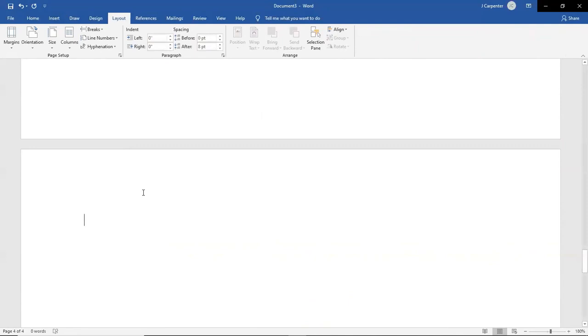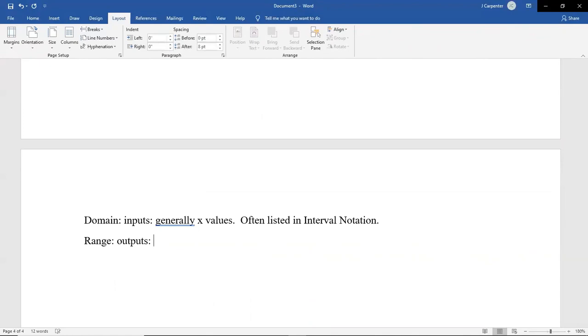Domain. These are your inputs, generally your x values, often listed in interval notation. Range, this is your outputs, generally y values. Now, unless we're talking apples and oranges, dollars and quantities of items, we might not call them x and y anymore; we might give them more appropriate names. But when we're just dealing with basic algebra and calculus principles, x is input, y is output generally. And range is also often listed in interval notation.